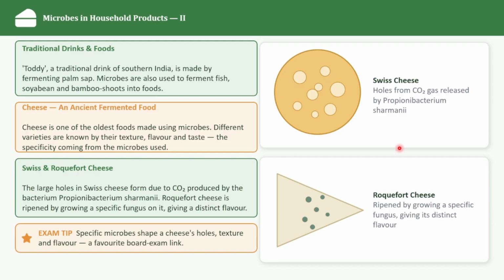Now, let's look at another cheese, that is Roquefort cheese. Here, a specific fungus is allowed to grow during the ripening process. This contributes to the characteristic flavor of this cheese.